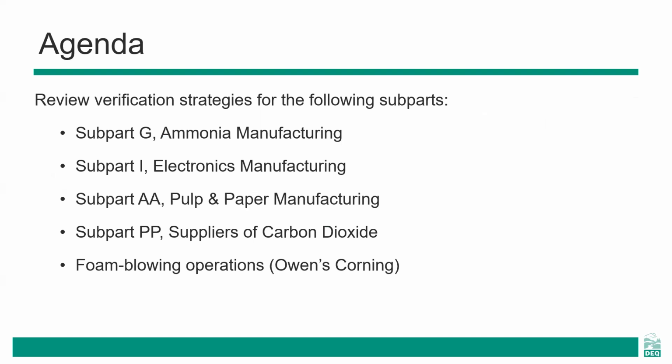The agenda includes a review of verification strategies under Subpart G, ammonia manufacturing, Subpart I, electronics manufacturing, Subpart AA, pulp and paper manufacturing, Subpart PP, suppliers of carbon dioxide, and foam blowing operations. We will go over each subpart's applicability, emissions calculation methods, and specific considerations for verifiers.